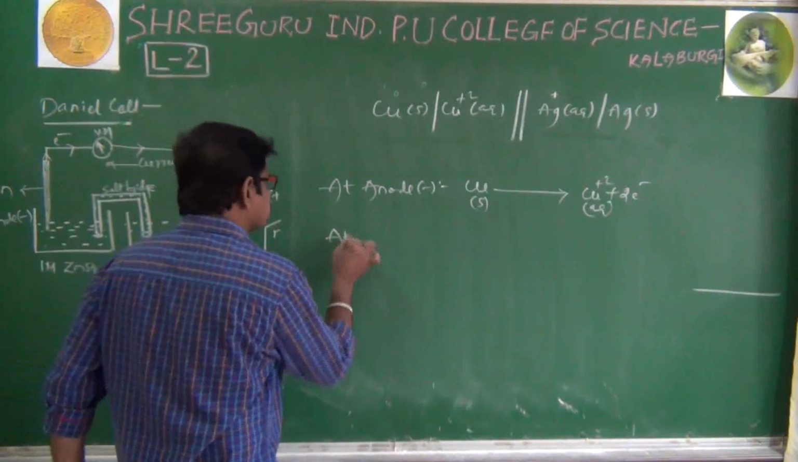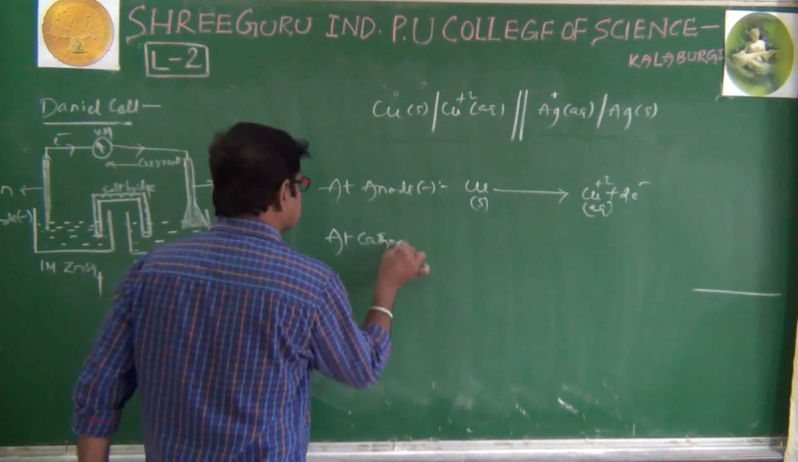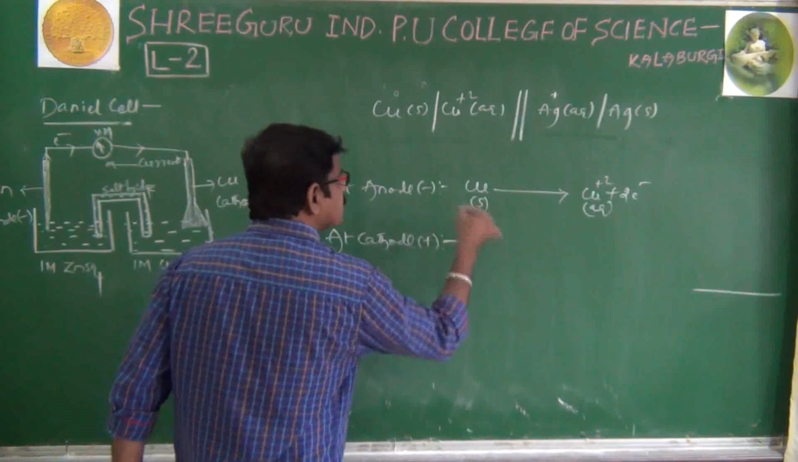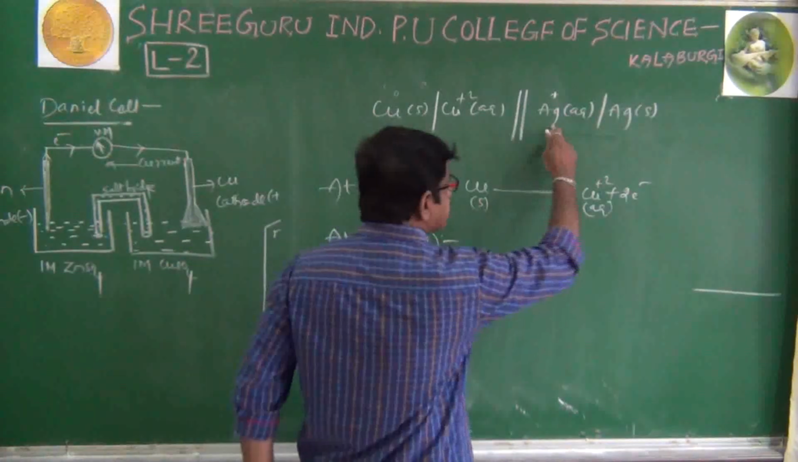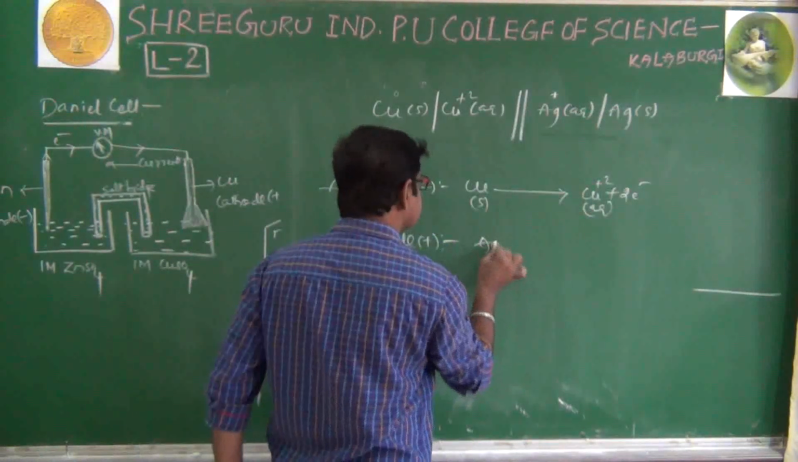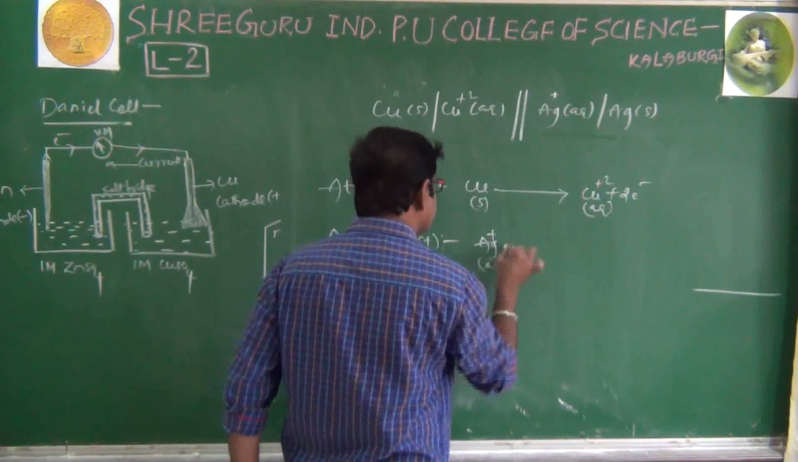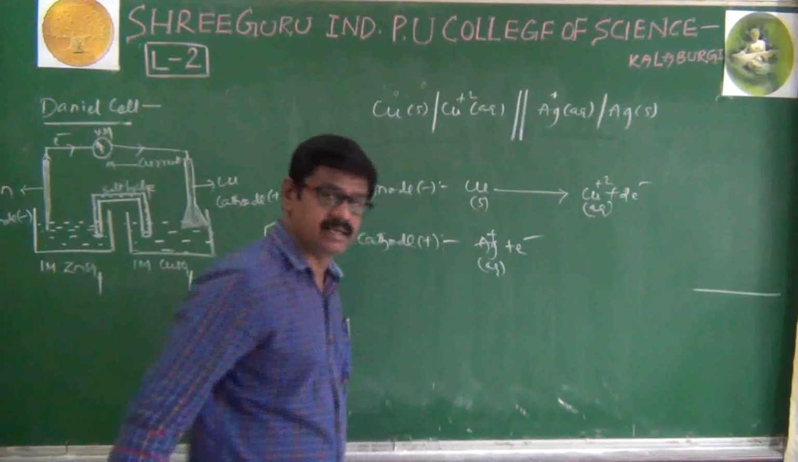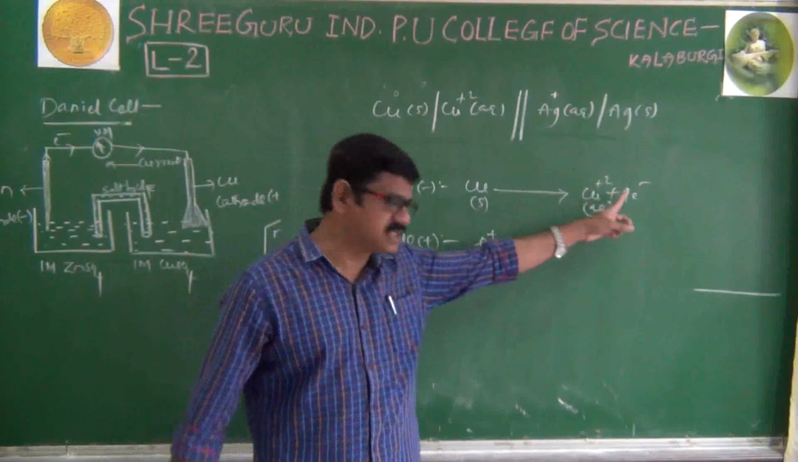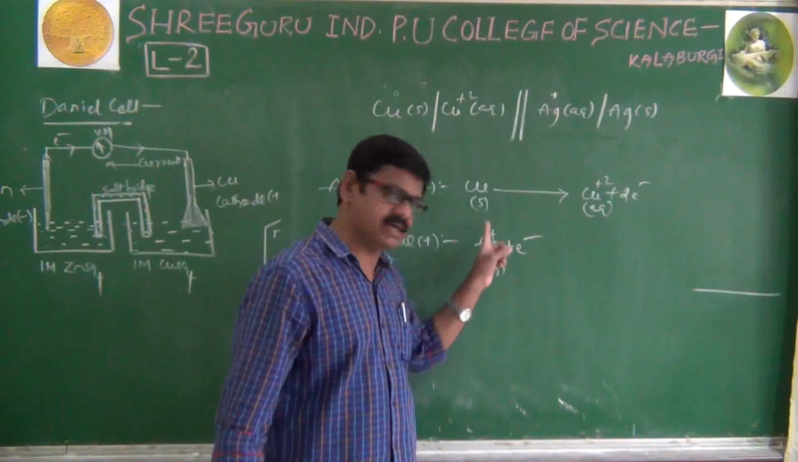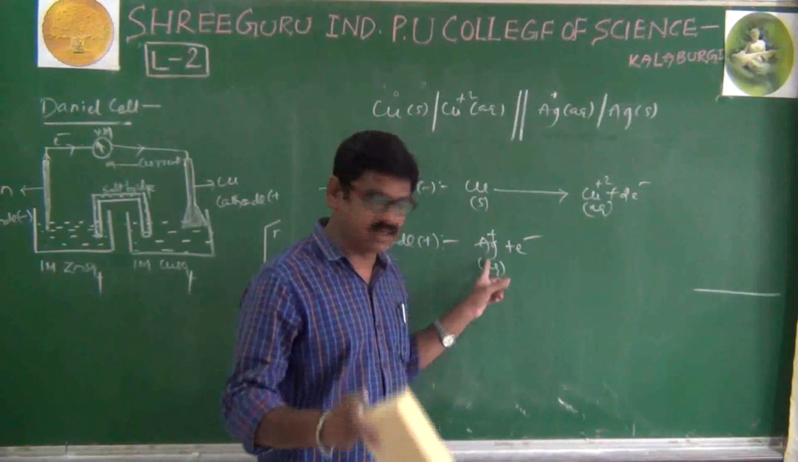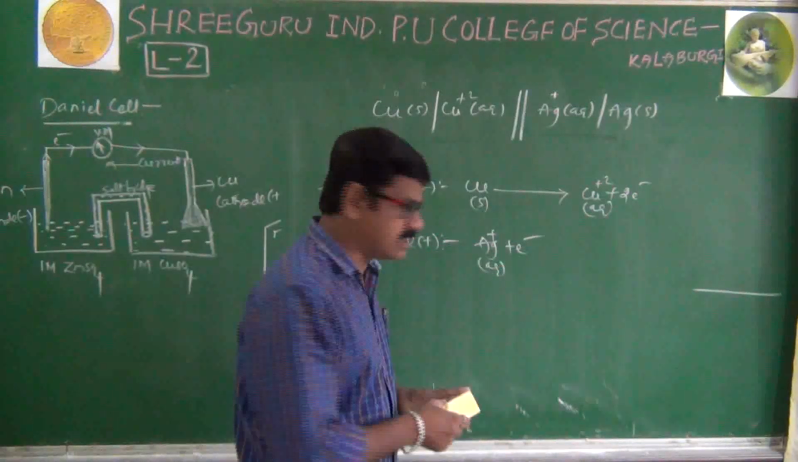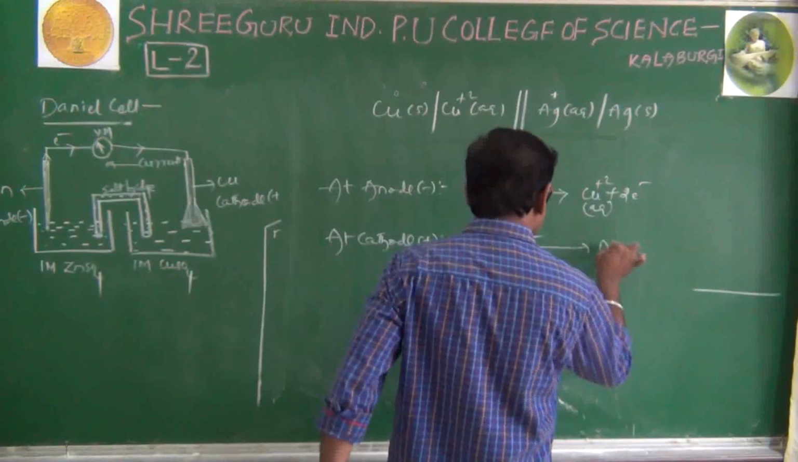At the cathode, Ag plus converted to Ag. Here Ag plus takes just one electron only. Here copper is losing 2 electrons, but here the silver ion Ag plus has valence 1. It takes only one electron and converts to Ag, silver.